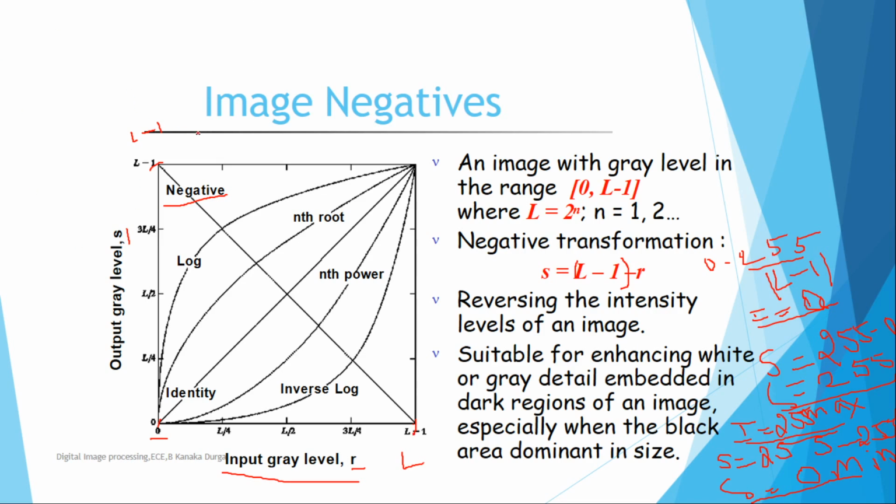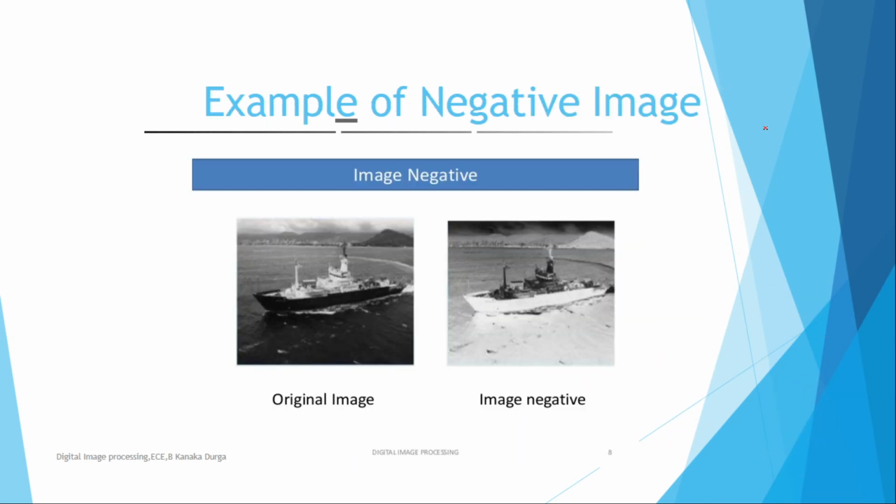So in image negatives, we have to remember that the darker pixel values change to brighter pixel values, and brighter values change to darker. So we have to remember dark to bright and bright to dark. Exactly the opposite colors are what we are going to get.